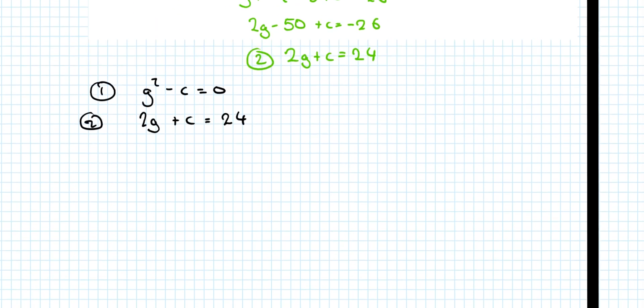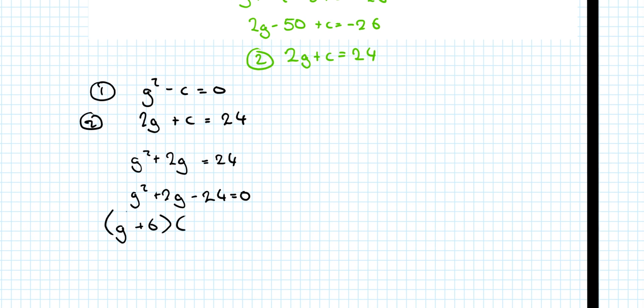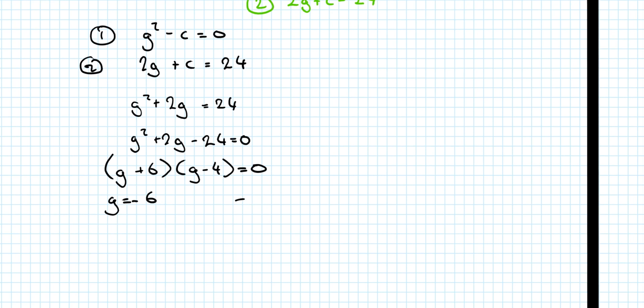Add them together. We get g squared plus 2g is equal to 24. G squared plus 2g minus 24 is equal to 0. G plus 6, g minus 4 is equal to 0. G is equal to minus 6. G is equal to 4. That will help me get c. I'm going to do two colors here as well. G is equal to 4. That's going to help me get c.